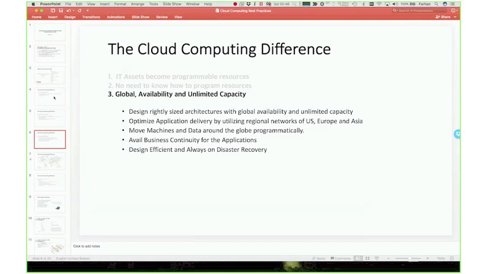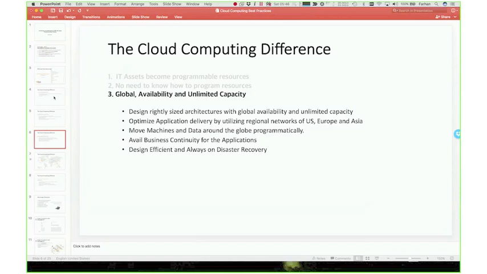You can move your machines and data around the globe programmatically with the click of a button or with a script, which is actually not possible in an on-premise data center. In order to achieve the same in an on-premise environment, quite a lot of investment is required, and the infrastructure needs to be mature enough in order to do that.